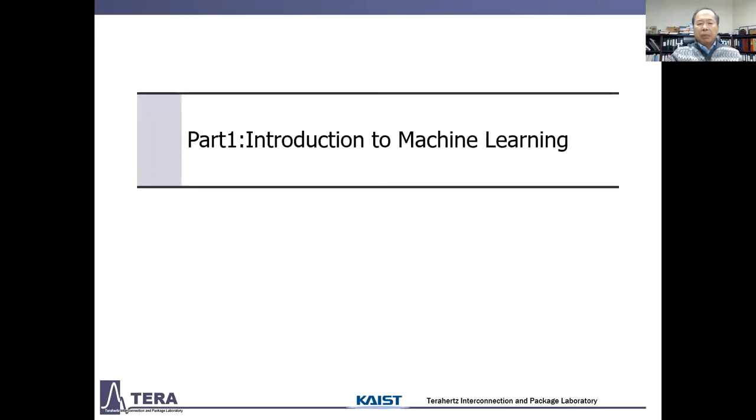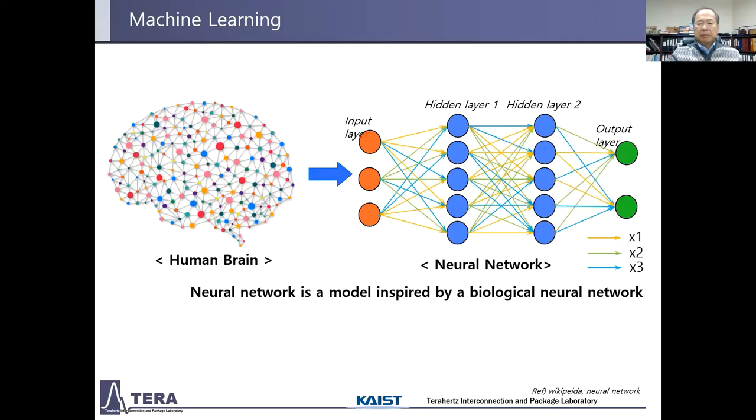I will start with part one as introduction to machine learning. Machine learning describes our brain in computer coding. Compared to previous artificial intelligence, machine learning is training the neural network using data. The data can be obtained from the internet, or sometimes we can generate the data from the virtual reality world using computer simulations.